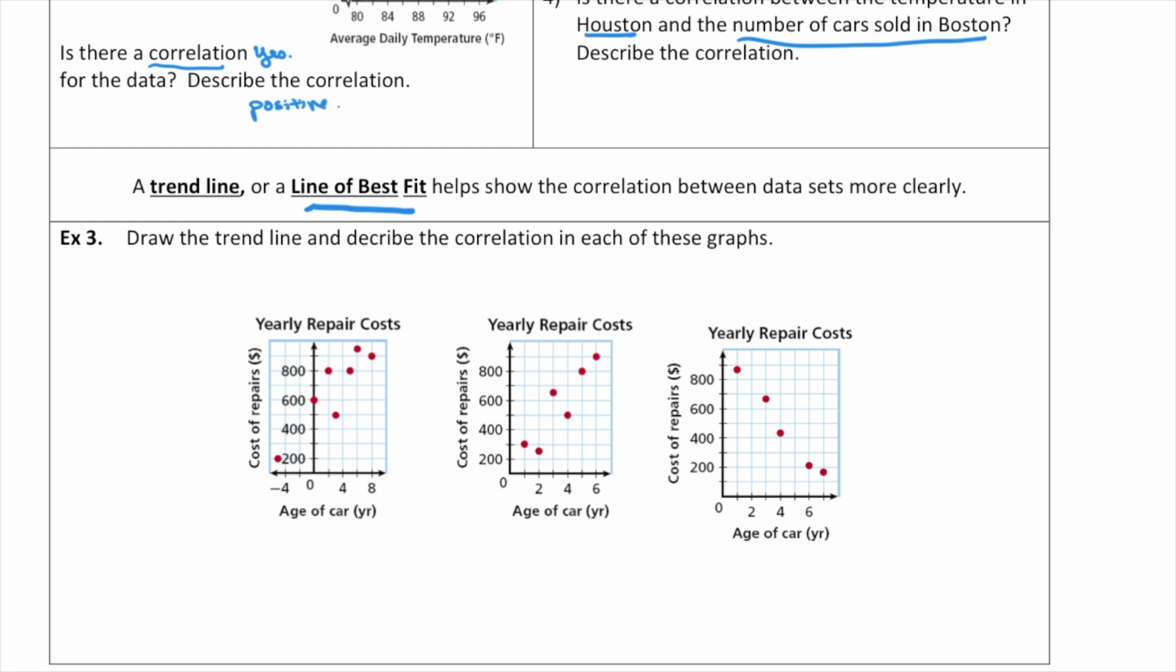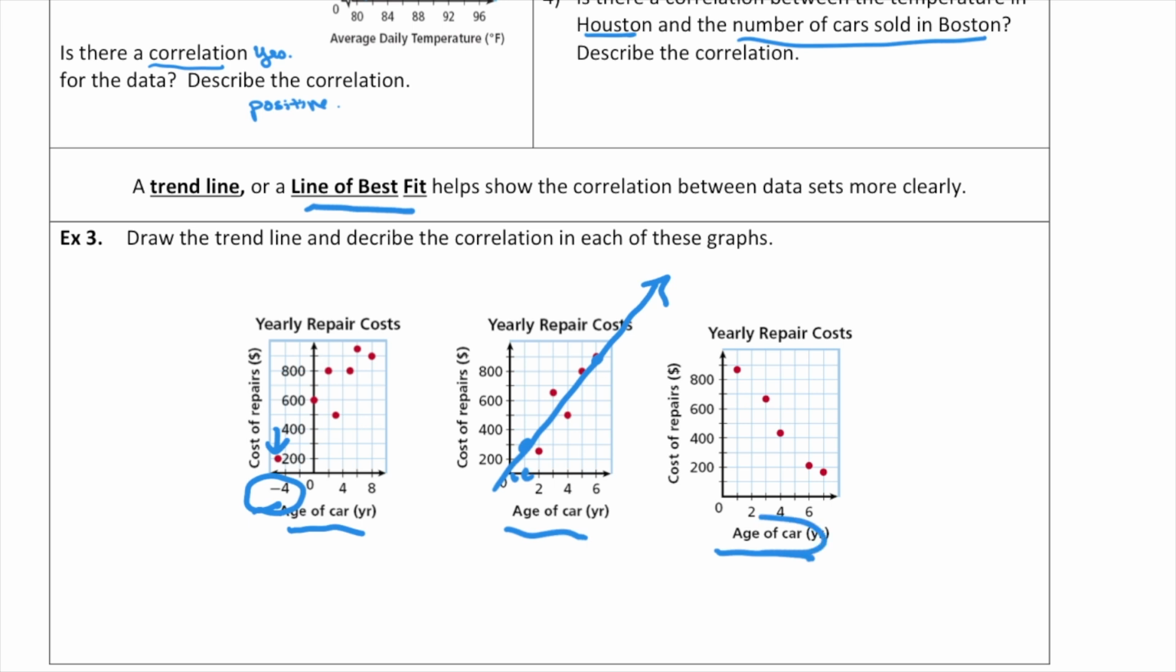I'm looking at the age of a car. Now, one of these scatter plots is right, and the other two don't make a whole lot of sense. For example, this car is -4 years old. That does not make sense. Over here, year 1, the car repairs are costing about $300. And then in year 6, the car repairs are costing about $900. So it does seem that as you own your car, the cost of the repairs should go up.